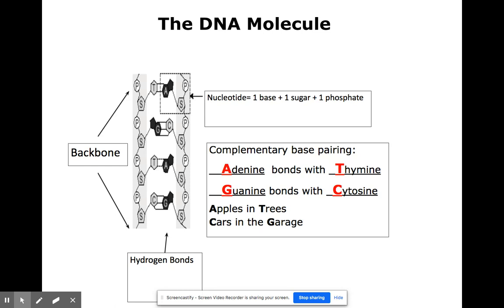A couple easy ways to remember these base pairings. One of them is the saying apples and trees, cars and garages. Another way to remember it is that the straight lined letters go together and the curved lined letters go together. These bases are always bonded together by a hydrogen bond down the center of the DNA molecule.